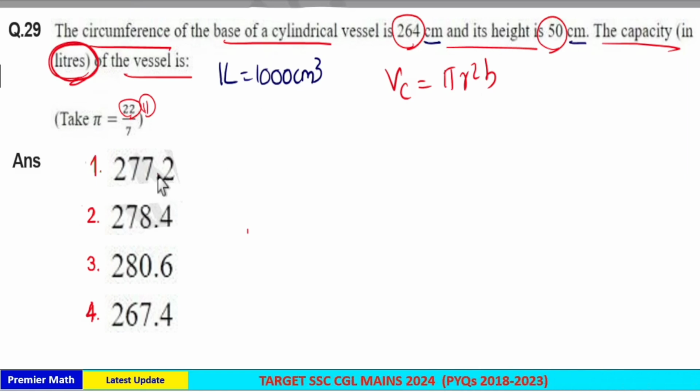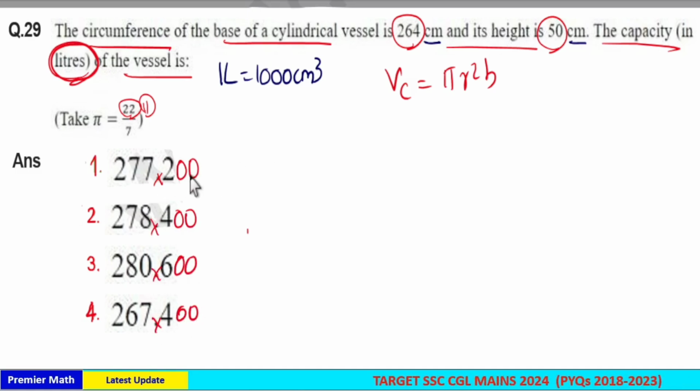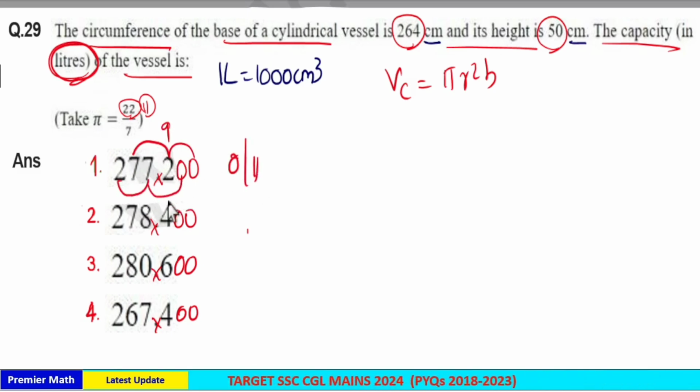277.2 into 1000 will give you 277200. Here also the end digits are 00. Now the decimal points are gone, so you can check for a multiple of 11 in the options. When a number is divisible by 11, the difference between its odd place sum and even place sum should be 0 or 11. Here the odd place sum is 7 plus 2, 9. The even place sum is 7 plus 2, 9. 9 minus 9 gives 0. So this can be our answer.